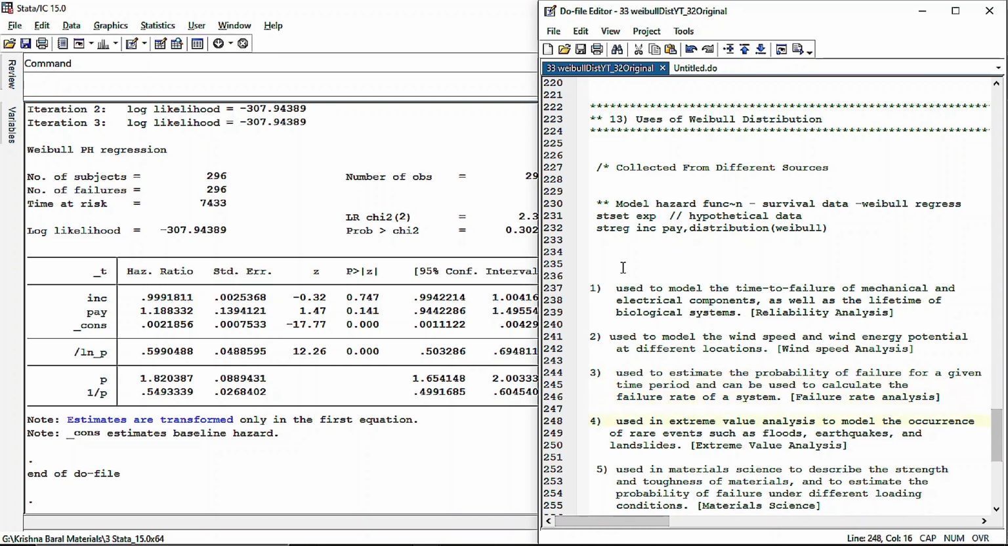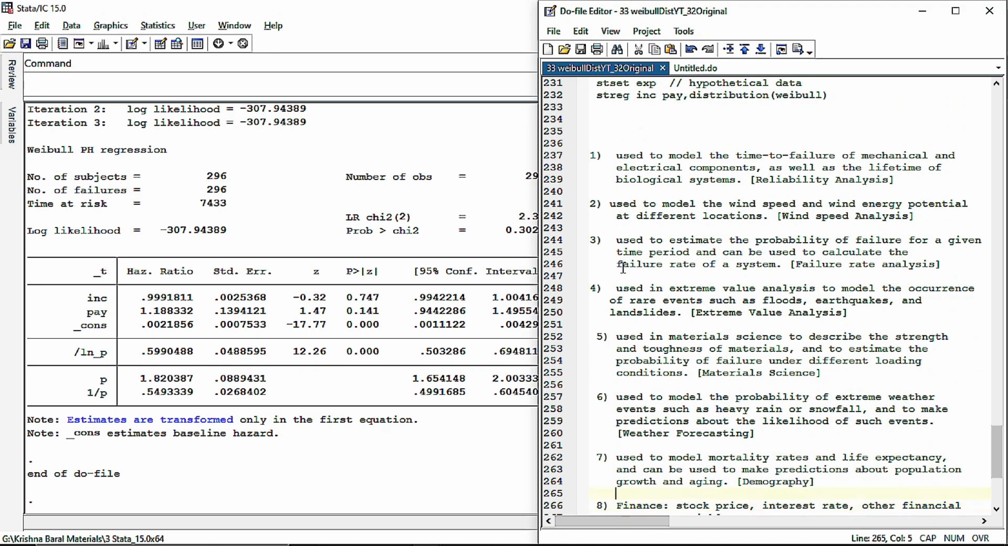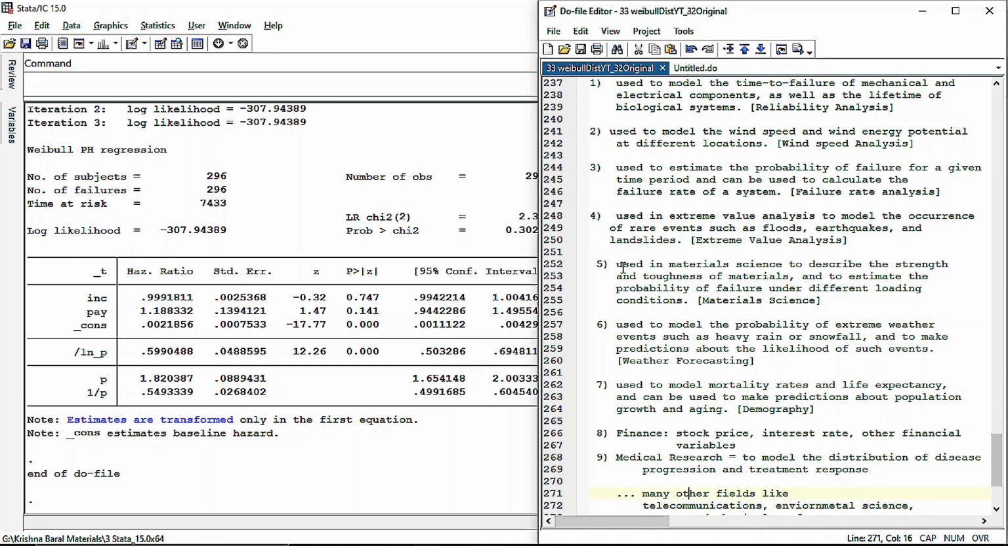It is used in extreme value analysis to model the occurrence of rare events such as floods, earthquakes, and landslides. It is used in material science to describe the strength and toughness of materials and to estimate the probability of failure under different loading conditions. It is used to model the probability of extreme weather events such as heavy rains or snowfall and to make predictions about the likelihood of such events. It is used to model mortality rates and life expectancy and can be used to make predictions about population growth and aging. It is used in finance to model the stock price, interest rate, and other financial variables. Similarly, it is used in medical research to model the distribution of disease progression and treatment response.